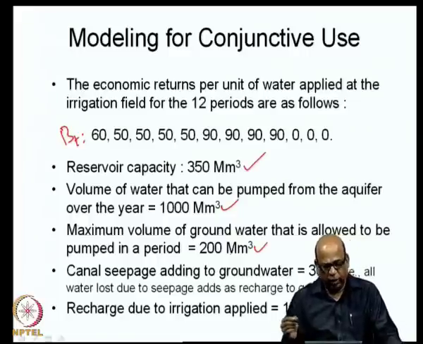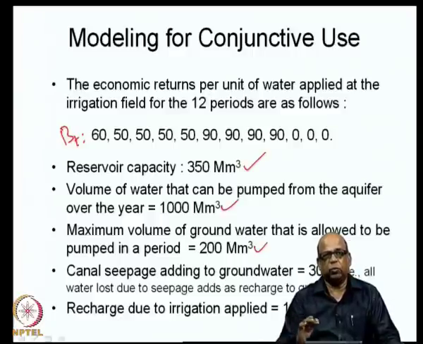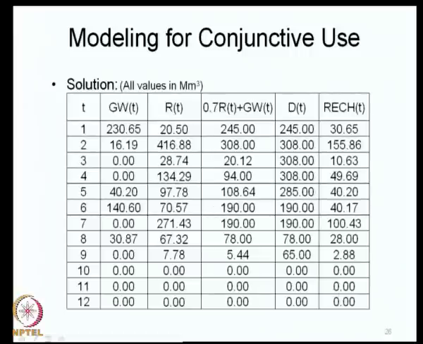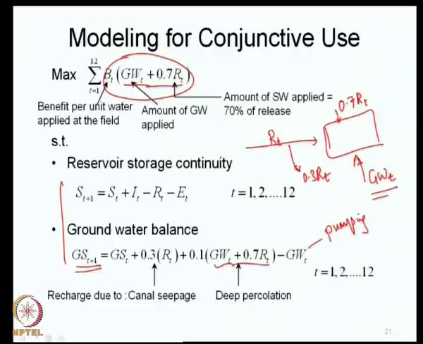and maximum volume of groundwater that is allowed to be pumped in a period. Now, this we may put as G max, that means GW is our decision on the pumping, but we will say that GWT, the pumping in any period T, must be less than or equal to 200 million cubic meters. You should not pump more than this. Then we have taken canal seepage as 30% and recharge due to irrigation as 10%. So, all of these data are known. So, we put this data into this model now.